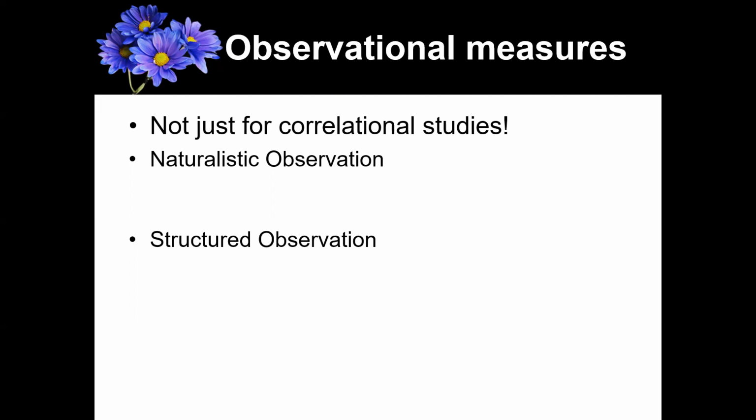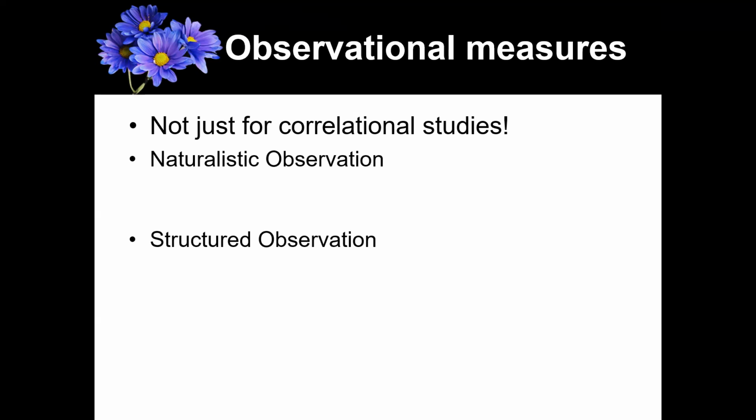So an observational measure, not to be confused with naturalistic observation, because that's actually a different thing. When we're talking about naturalistic observation, we're just talking about watching people do something in their actual environment. If I wanted to just sit on a bench and watch how many people throw their trash in the garbage versus how many people throw it on the floor or the ground, that would be naturalistic observation.